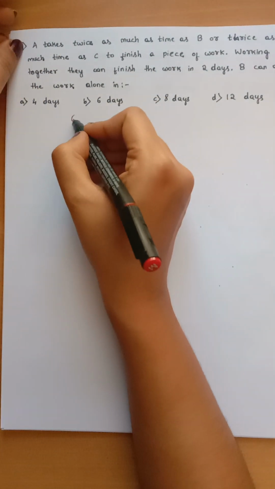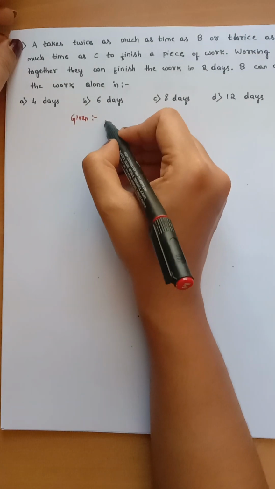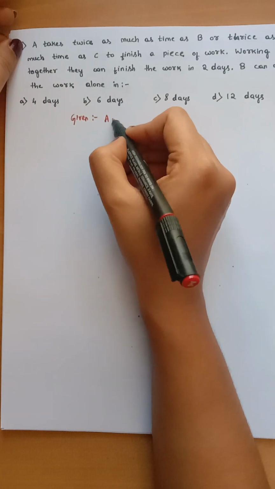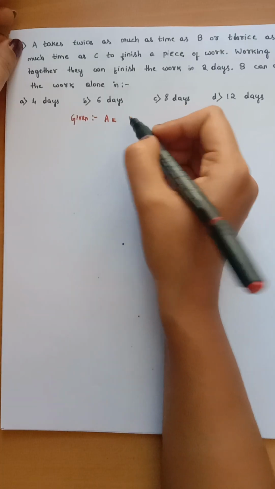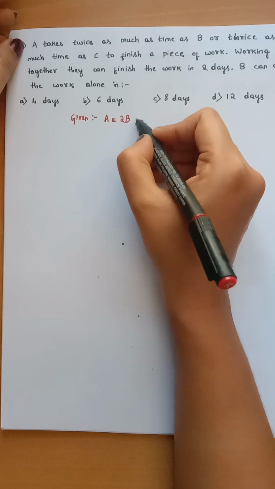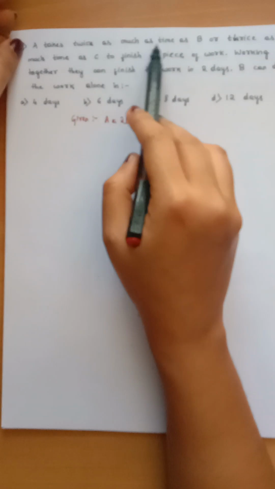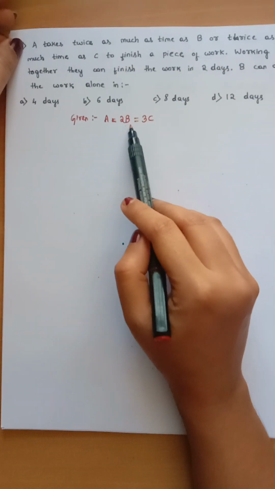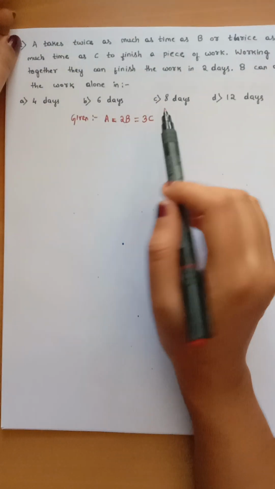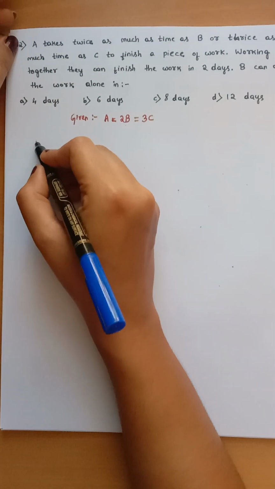Let's note down the given values. They are saying A is equal to 2B is equal to 3C. That is, A takes twice as much as B, A is equal to 2B, and thrice as much as C, that is 3C. Let's solve with method 1.